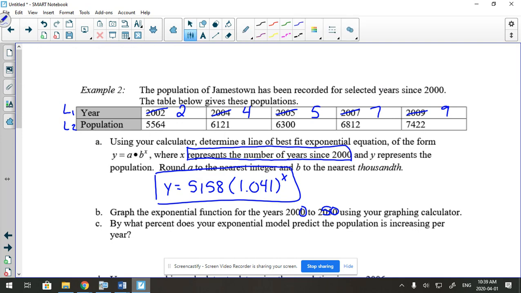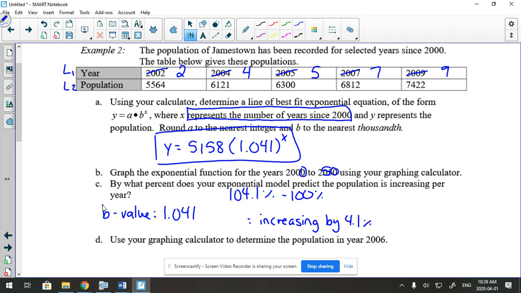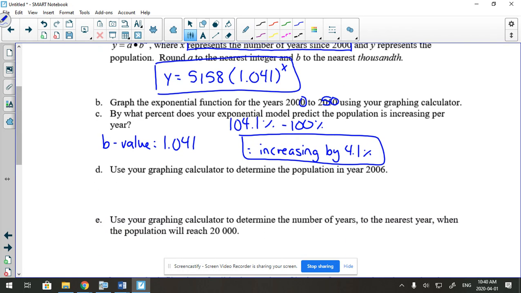It says, by what percent does your exponential model predict the population is increasing per year? So if it's ever asking how much it's increasing or decreasing, we're looking at our B value, which is 1.041. If I wrote that as a percent, it'd be 104.1%. But again, you're comparing it to the original population, which was at 100%, so you're going to minus that off. And see that it's increasing by 4.1% approximately each year.